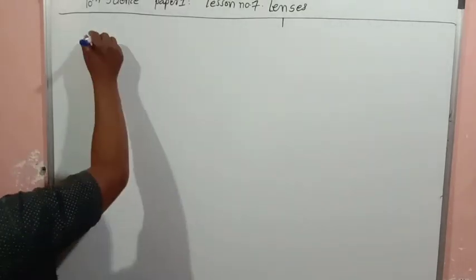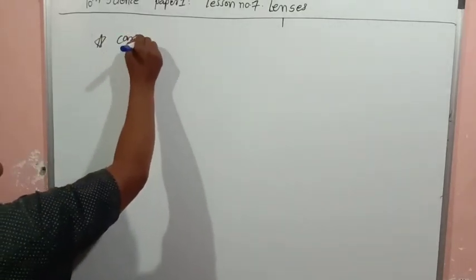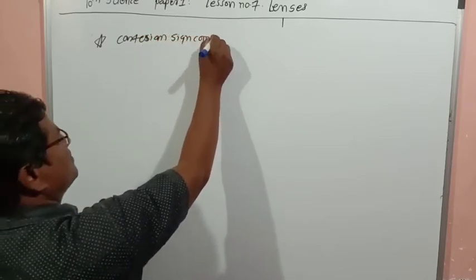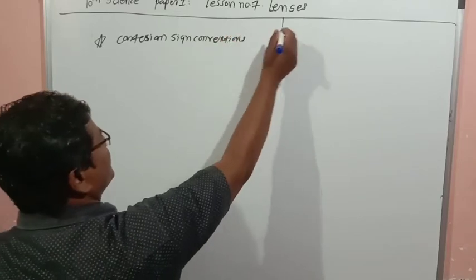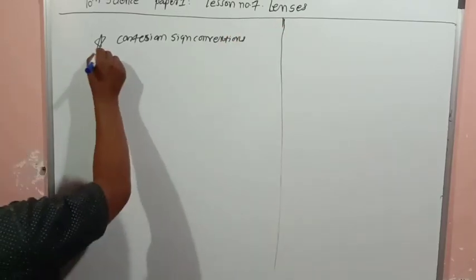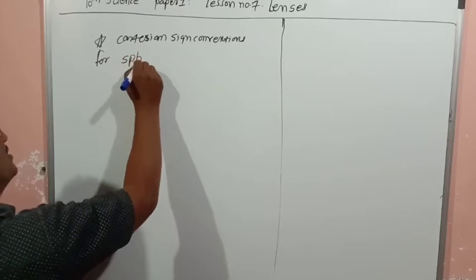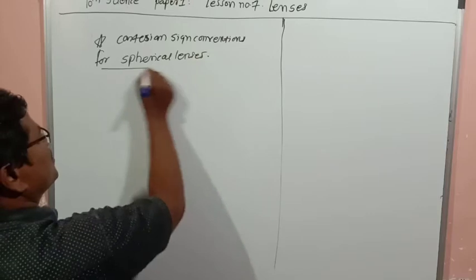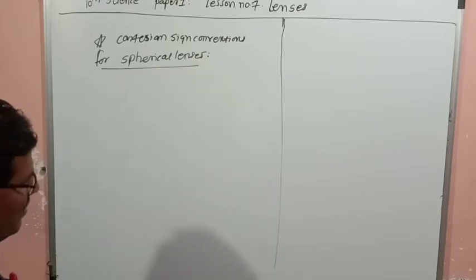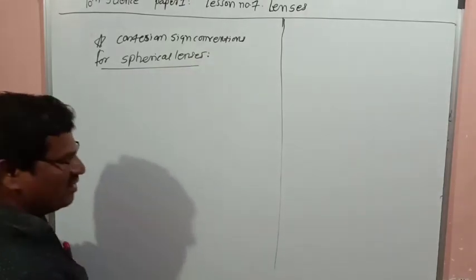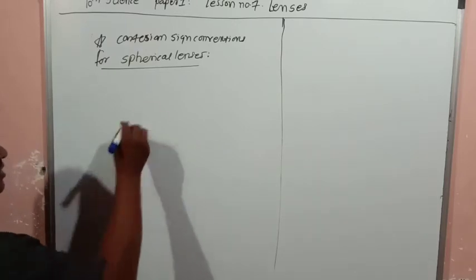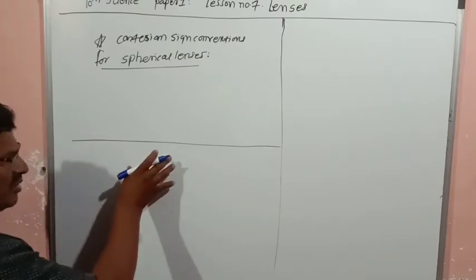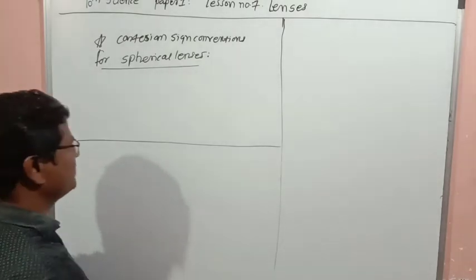So the next point is the Cartesian sign conventions for spherical lenses. What are the sign conventions? First we will draw the diagram and then we will write the points with the help of the diagram. First take the principal axis. Principal axis you will take as the x-axis.